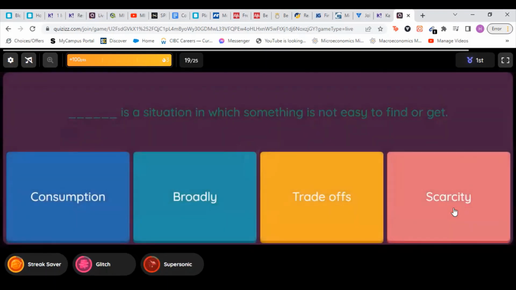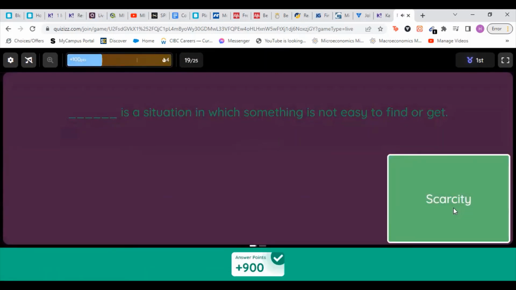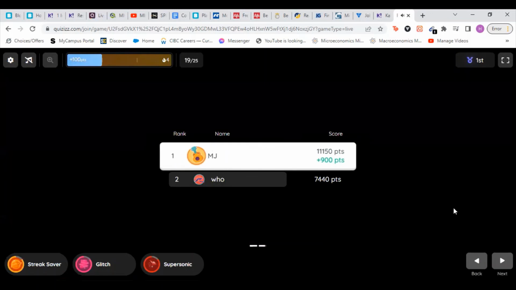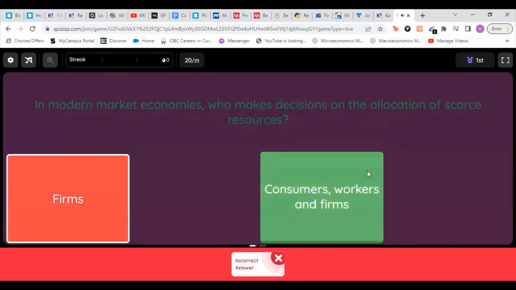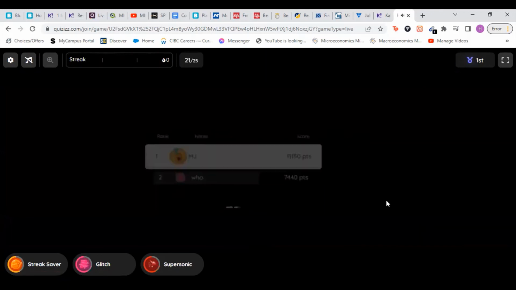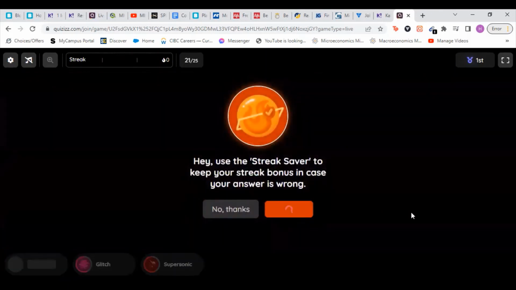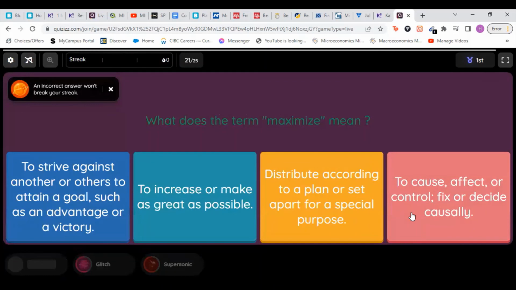And this is a situation in which something is not easy to find or get. Scarcity. In modern market economies, who makes decisions on the allocation of scarce resources? Firms. Oh, good point. Yeah, that's one of them. And then, what does the term maximize mean? The second option.